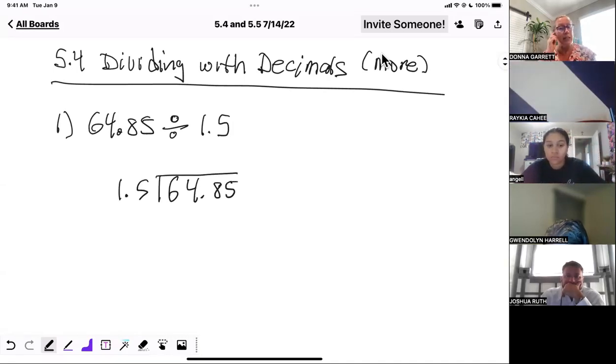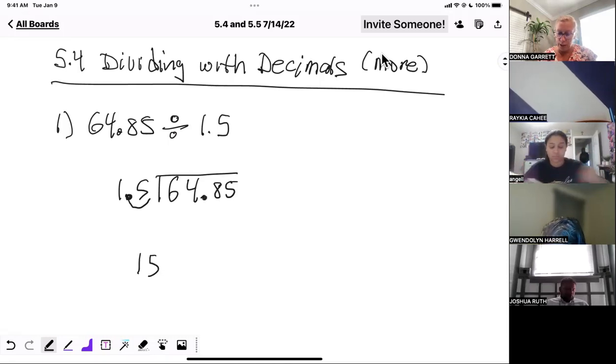But the biggest thing, and this is the last thing we talked about, was moving that decimal place. You cannot have a decimal place in what you're dividing by. So you have to make it a whole number. You move it over as many places as you have to. I'm going to make it a 15, but whatever I do here, I have to do here, which means this decimal place is going to be there.